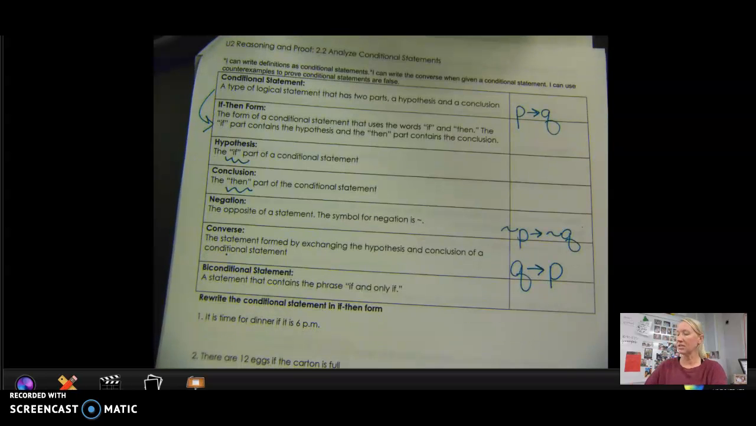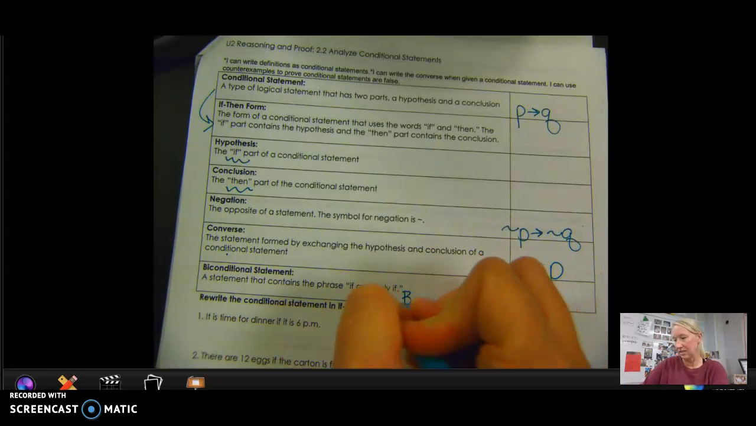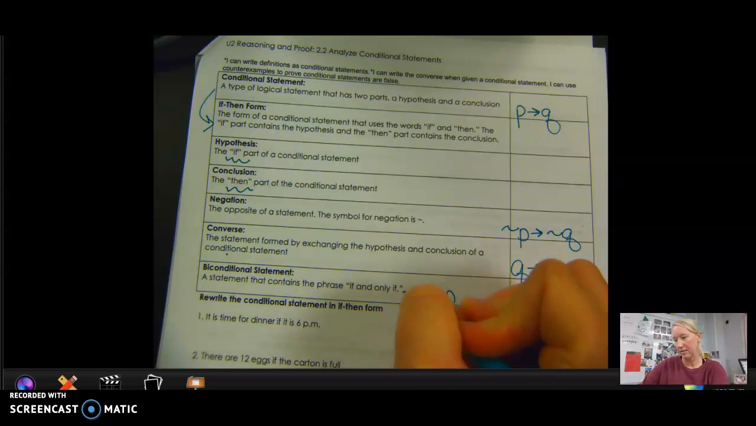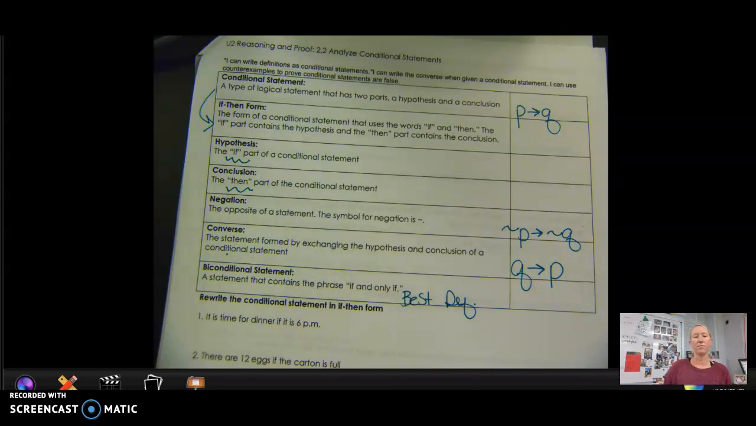A biconditional statement is our best definition if we can write it. You cannot always write a biconditional. A biconditional can be written if your conditional statement is true and if your converse is true. If both of those are true, then you can write a biconditional. So a biconditional takes out the if, it takes out the then, and in place of the then, it puts in if and only if.